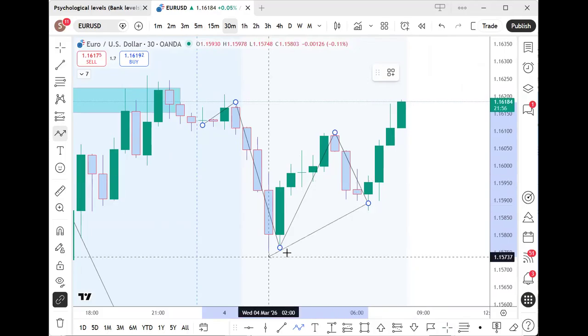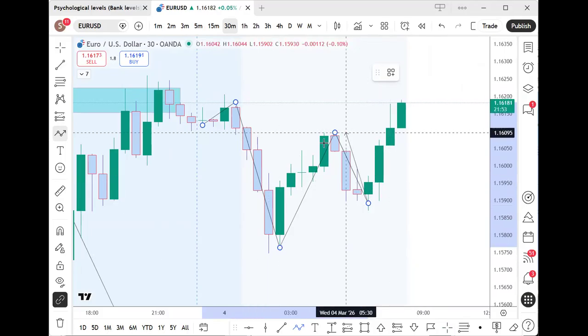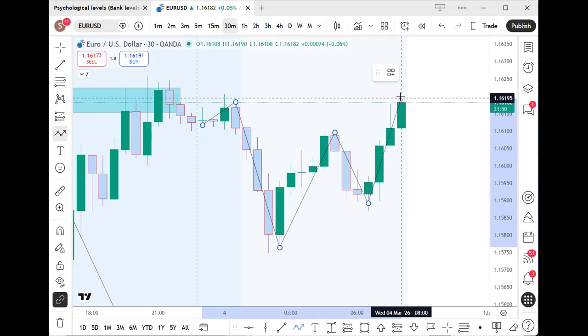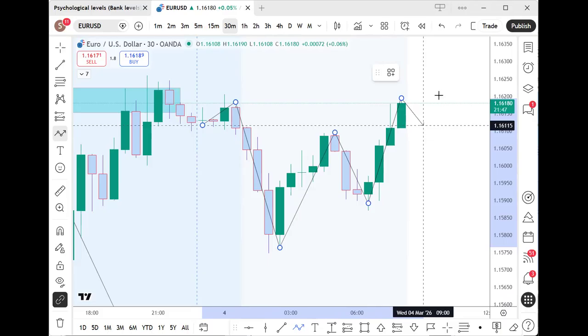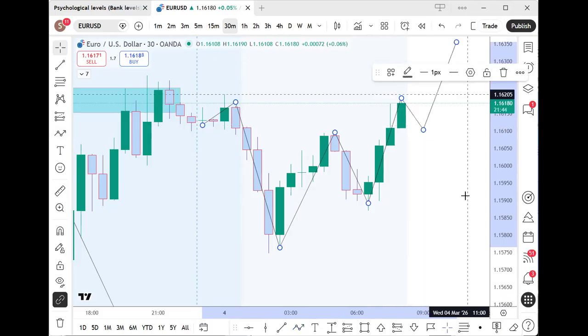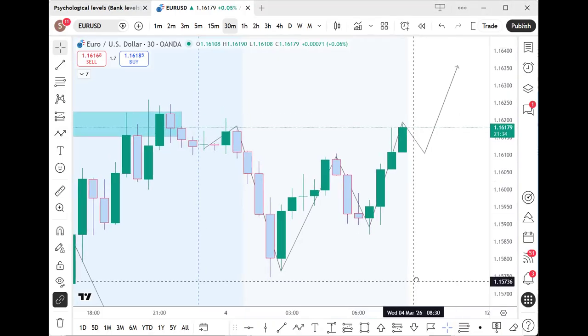It did not come back down to break these lows. Rather, it broke this one high. So that's a nice market structure shift right there, right? And it's coming back to this high here. So we can expect perhaps a pullback and then a continuation upwards, potentially, right? We can expect that to happen on this pair. Yeah. So we can expect some more up moves.